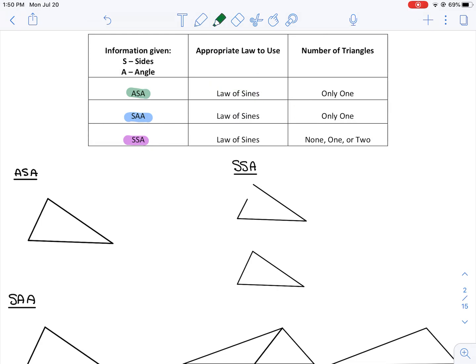Starting with angle, side, angle. If the problem provides 2 consecutive angles and their included side, that is enough information to find the value of the 2 remaining side lengths and the remaining angle. And what's nice is that the information that's provided is only one triangle. You can't find 2 triangles or 3 triangles, just one triangle is possible with the information that is given.